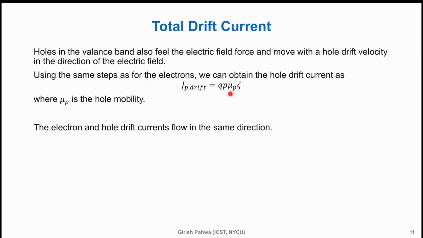So electron mobility and hole mobility are different. And typically, hole mobility is smaller than the electron mobility. Why? What does the mobility depend on? Scattering time and effective mass. Typically, the hole effective mass is larger compared to the electron effective mass.